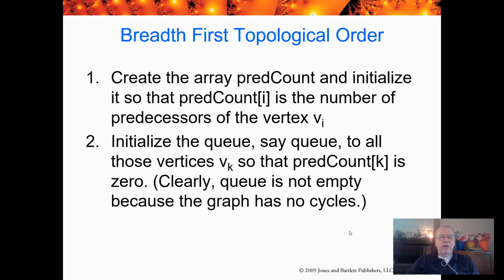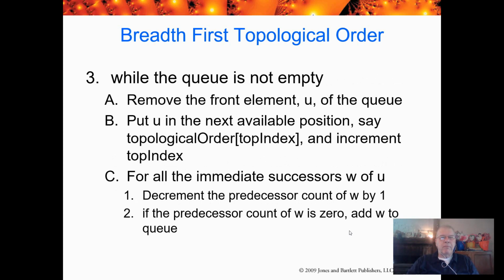So here's what you do. First you create an array predecessor count and initialize it so that it's the number of predecessors of vertex v, and then initialize the queue to all those vertices v whose pred count is 0. So the queue is not empty because the graph has no cycles. So here's the third step. While the queue is not empty, move the first element, put it in the next available position, and then decrement the predecessor count by 1.